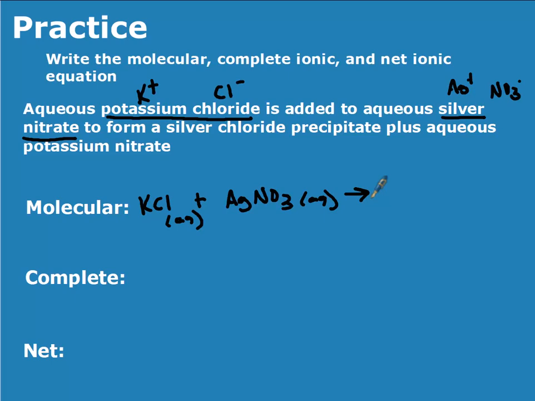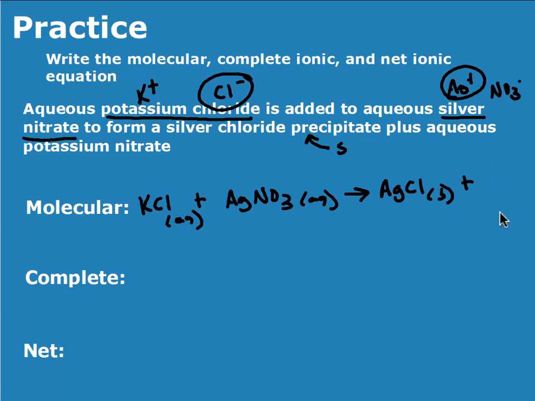We form silver chloride. So silver, we'd already said, was Ag with a plus, and chloride is Cl with a negative. So AgCl, and it says it's a precipitate. A precipitate is the solid. So we didn't need to look at our solubility rules, but had it not told us it was a precipitate, we would look at our solubility rules to figure out if that was soluble or insoluble.